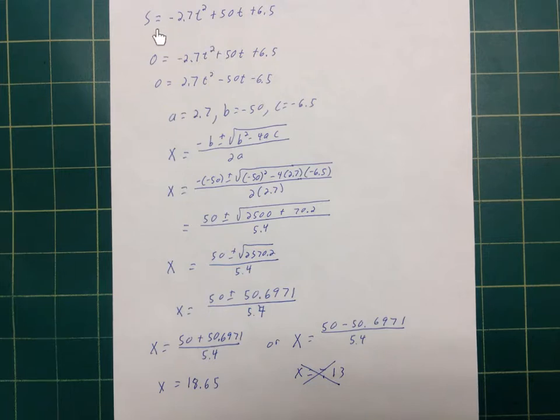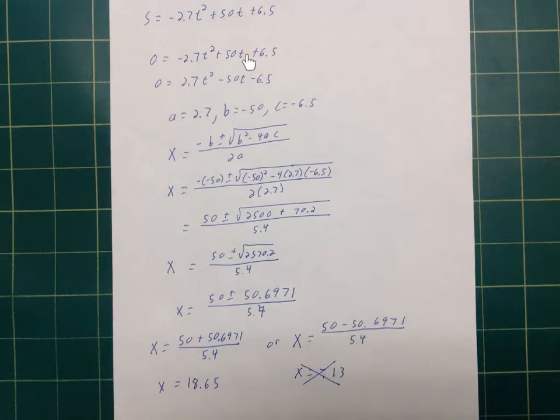Jordan, I received your question here. They give you the equation, and for a projectile, they want you to find out when it hits the ground. That was part B that you asked about. Well, S represents the height, and the height when it hits the ground is 0. So you want to solve this equation here.